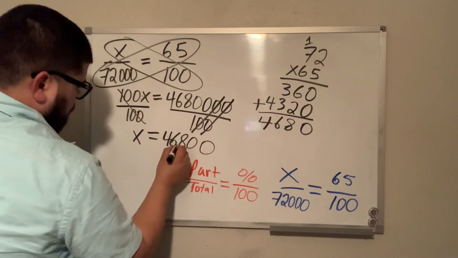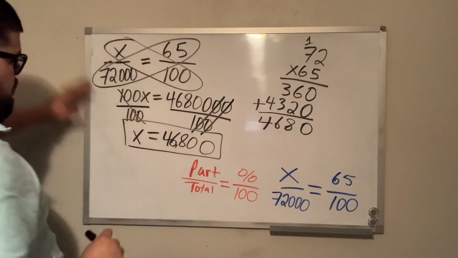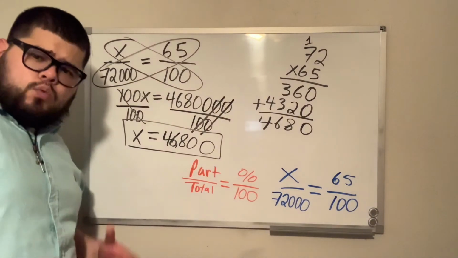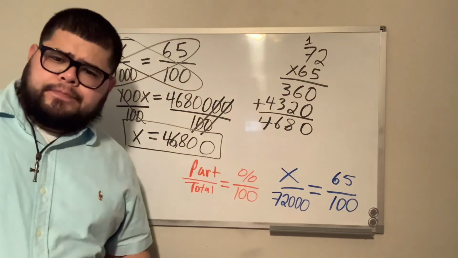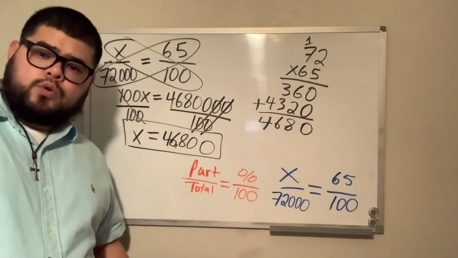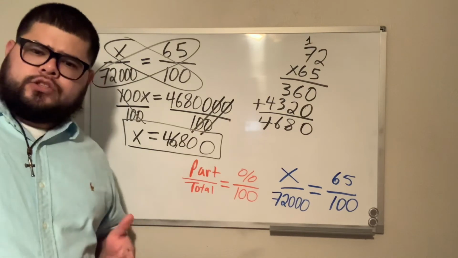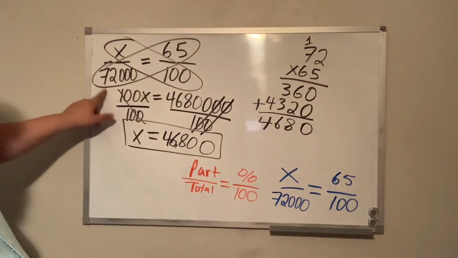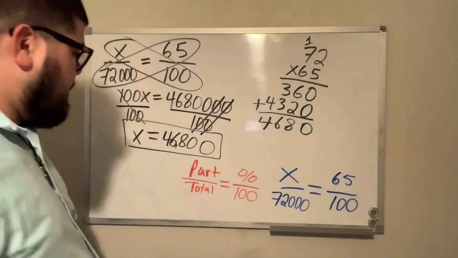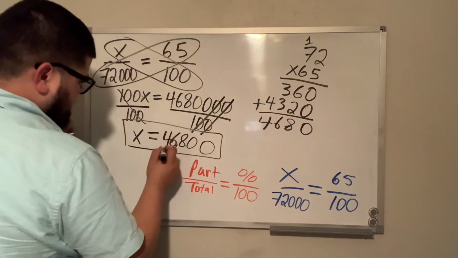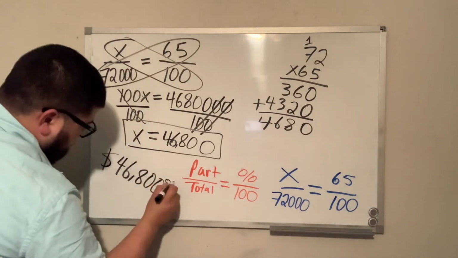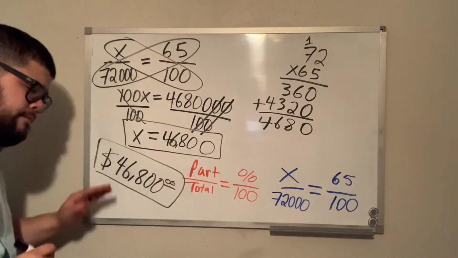46,800. Now, what does this mean? We don't just want to look at an answer and not know what it means. 46,800 what? Does it answer our question? The question was, how much did Daniel pay for the truck that was used? Originally, the truck cost $72,000, right? That was our total, $72,000. We wanted to know the part that he paid for the used truck, right? And that part was this right here. This is money. $46,800 is what Daniel paid for the used truck.